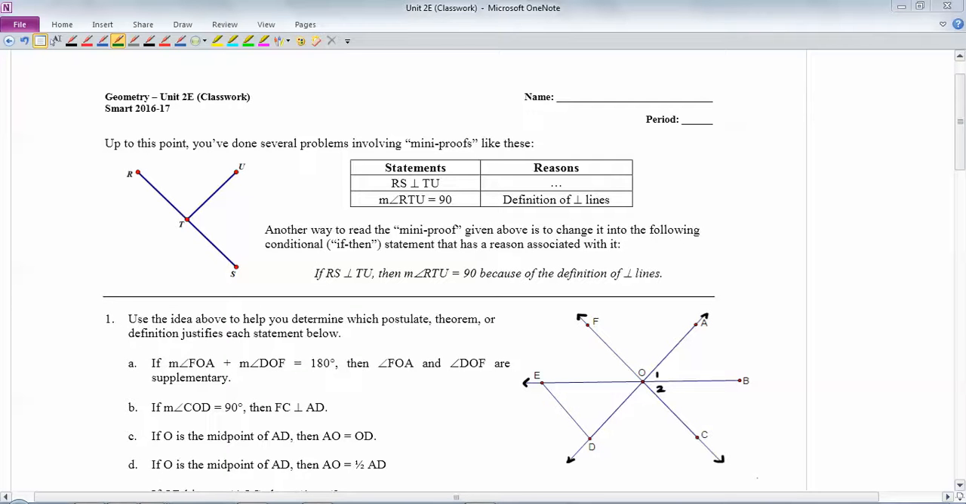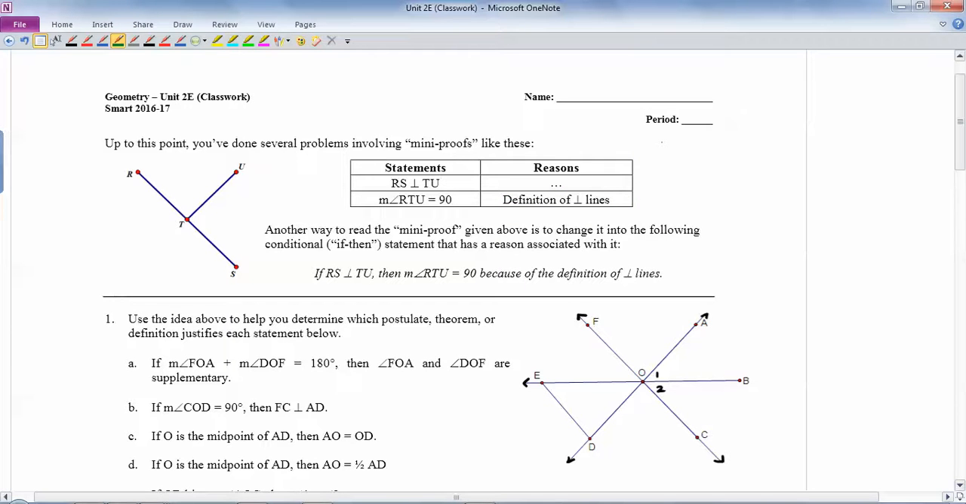Okay, so this is the Unit 2E handout. In this one, this is really a problem where you're just trying to justify statements that come up. The way that this works is they kind of work like mini proofs. So we've done problems now that look like this, where you kind of have to come up with the reason that goes there. And this was actually a homework problem. This is the answer to the homework number 1 on 2D.